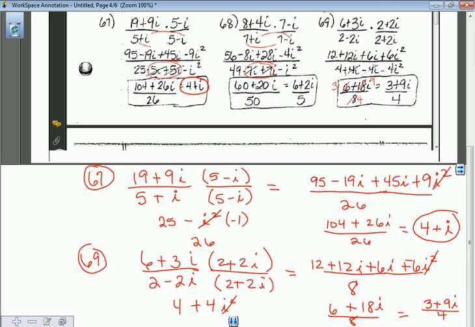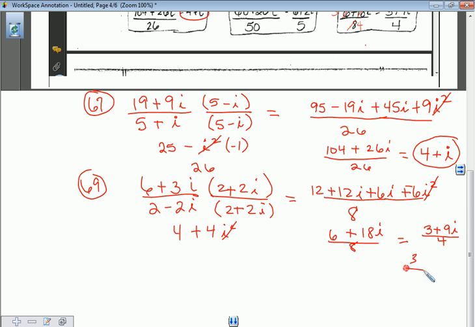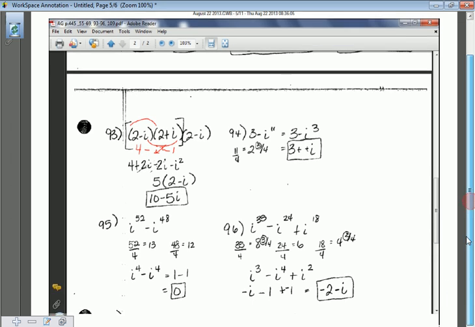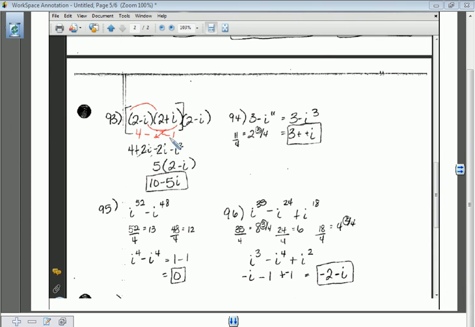And if you guys broke this up, it would be 3/4 plus 9i over 4. And the answer key for this book actually writes everything and separates it into the a plus bi form. But like I said, this used to be the only way we'd accept answers. Now it's becoming more commonly accepted that you can take the complex number written as a single fraction. Okay, let's take a look at the next group of problems, starting with 93.